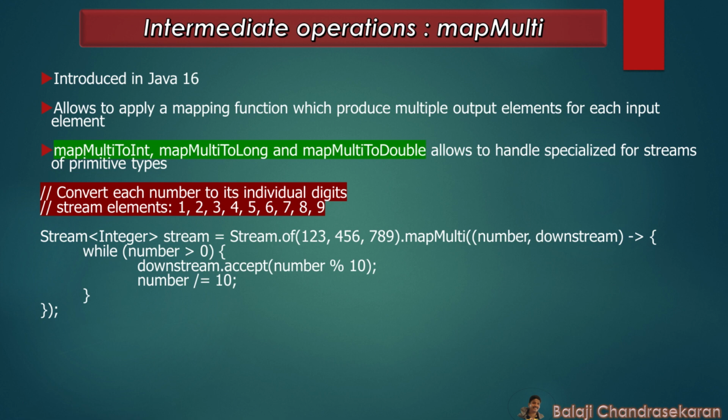The mapMulti method takes a BiConsumer as its argument. This BiConsumer accepts two parameters, the input element, in this case an integer, and a downstream consumer. Within the BiConsumer, we iterate over each digit of the input number using a while loop. For each digit, we use the downstream consumer to emit it to the output stream. This results in each input number being transformed into its individual digits using the mapMulti method. This is just one example of how you can use mapMulti to perform complex transformations on streams.